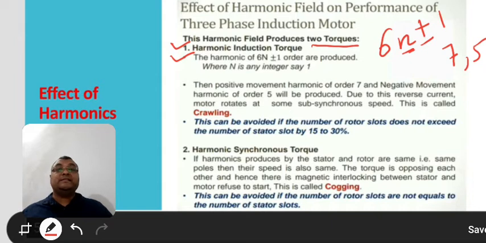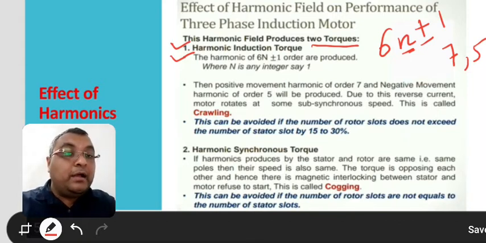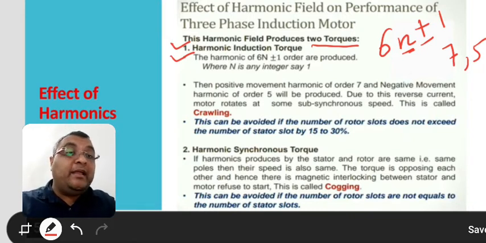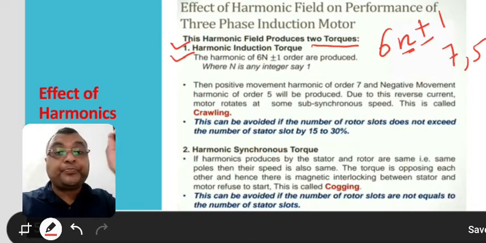Due to this, the reverse current motor rotates at sub-synchronous speed. Okay, I will make you understand in detail. If you consider the harmonic order where n is equal to 1.